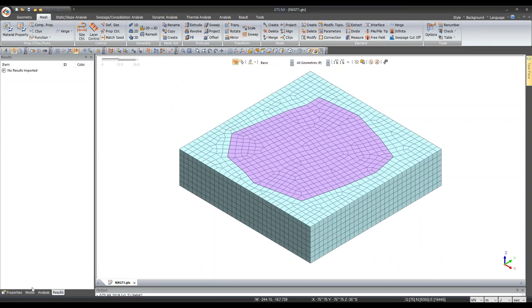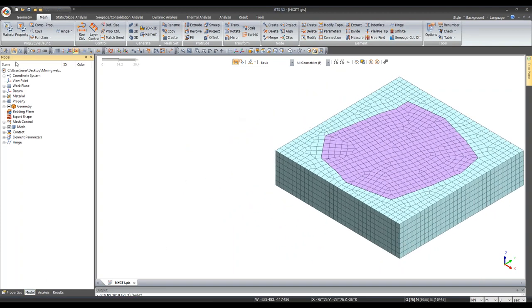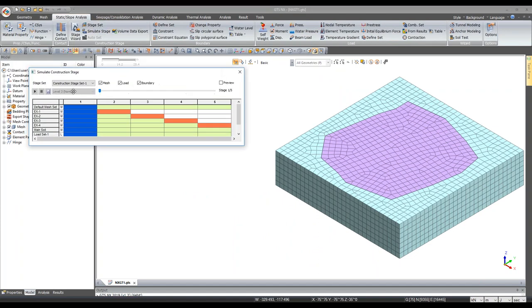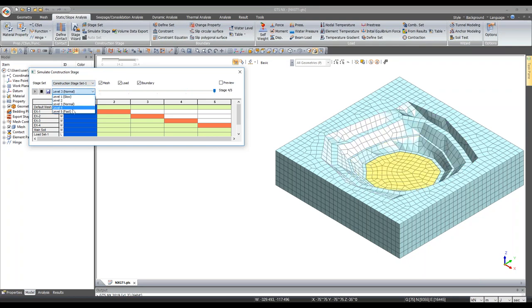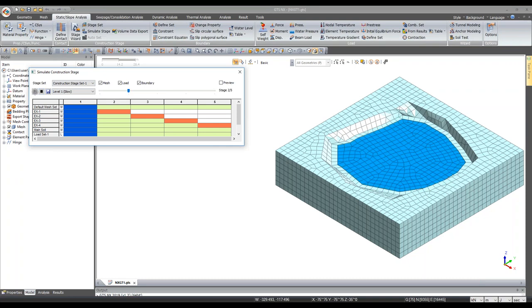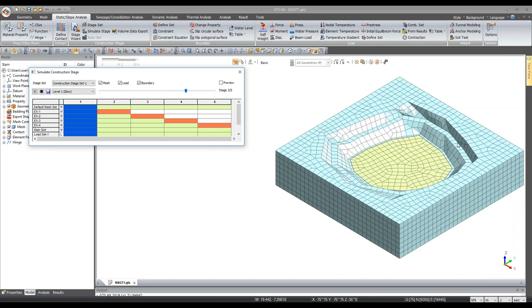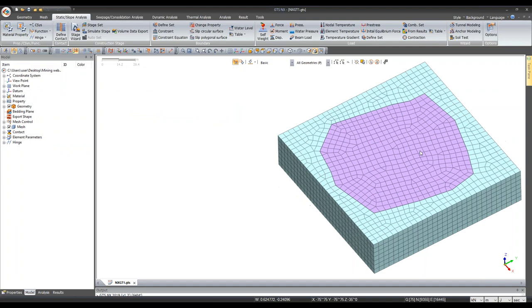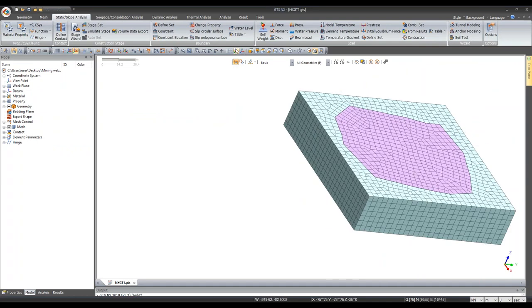How I have run the analysis, and what the excavation sequence is, will be shown to you now. Go to static slope, simulate stage. What we do is we will just simulate. It's very slow, so let's go for very slow. This is how it is going. The excavation is done as such, and here you can see small roadways as well. This is how we generally go for execution in real time. You can even perform your real time model as such as well.